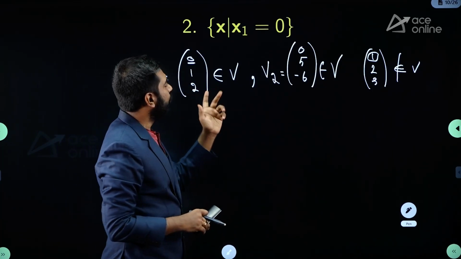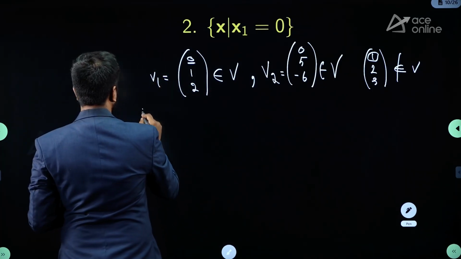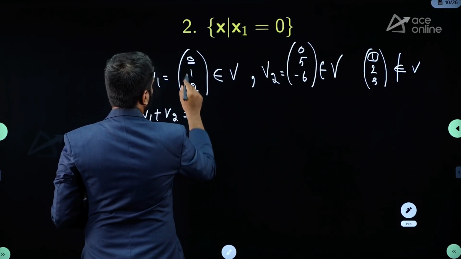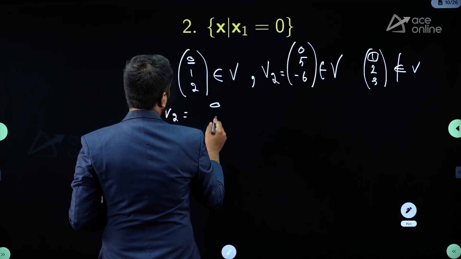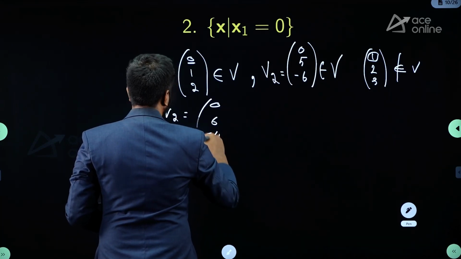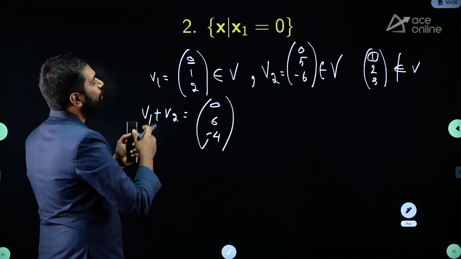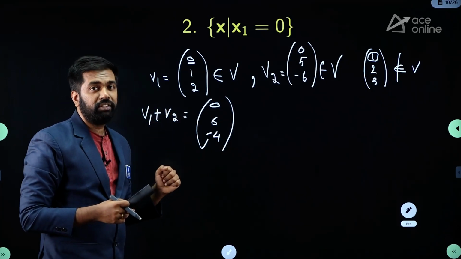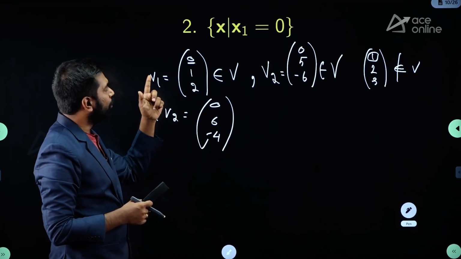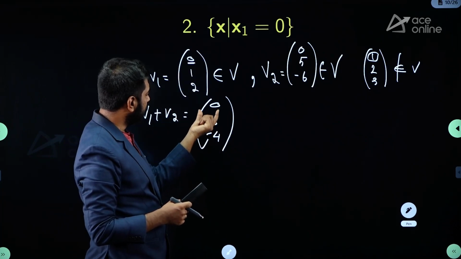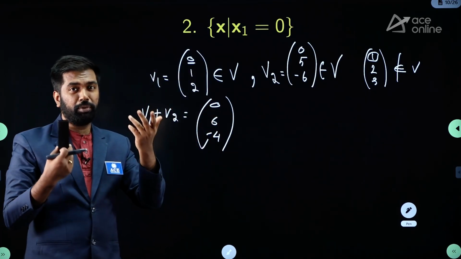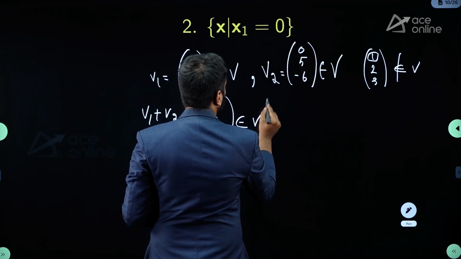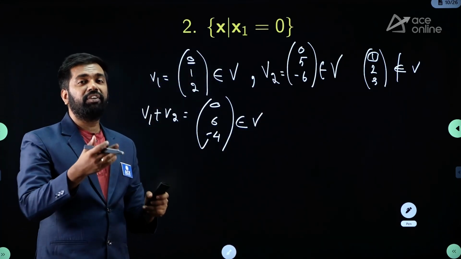If I add V1 and V2, let us see what happens. V1, V2 clearly belong to V. Let us add V1 and V2. What do we get? 0 plus 0 is 0, and then you have 6, and then minus 4. Is the new vector also belonging to the given set? That is what you need to verify. If you want this to be a part of V, what is the condition for this particular problem, students? The first component must be 0. Yes, this also belongs to V. So, looks like the first condition is satisfied.